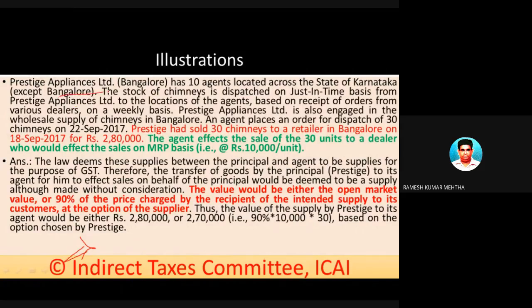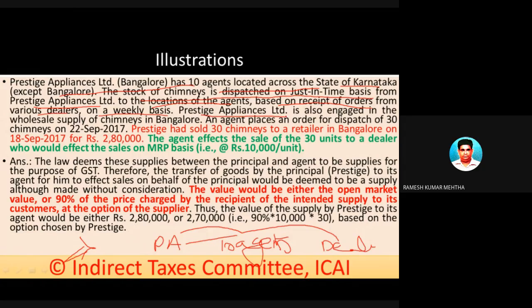Prestige Appliances Limited has 10 agents located across the state of Karnataka. So there is a company by the name Prestige Appliances in Karnataka having 10 agents. Certainly this is an example where supply of goods and services is made through an agent. The stock of chimneys is dispatched on a just-in-time basis from Prestige Appliances to the location of the agents, based on the receipt of orders from the agent, various dealers on a weekly basis. So agent, agent to dealers.